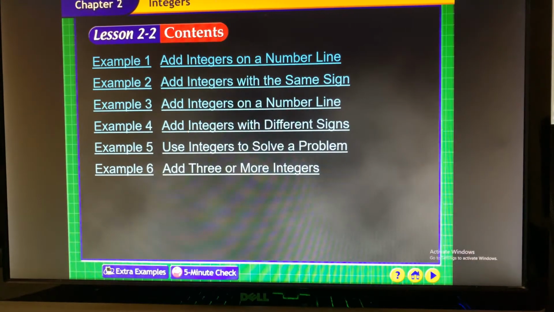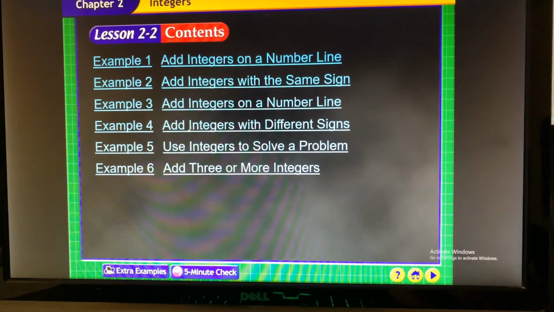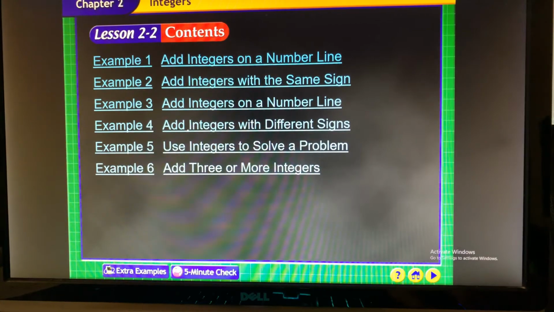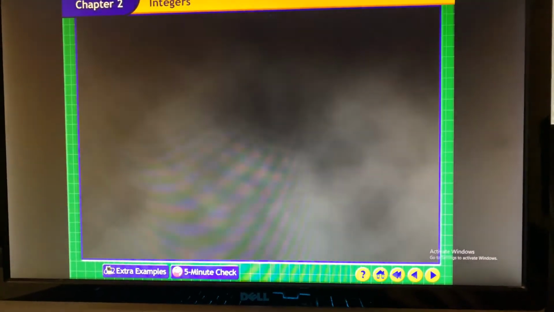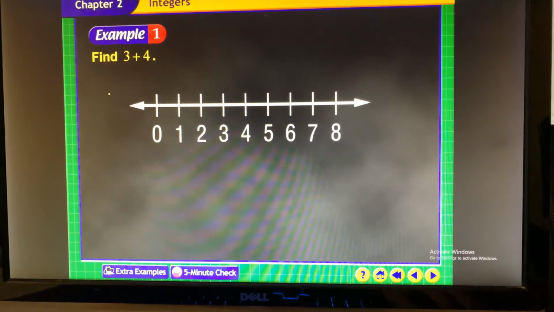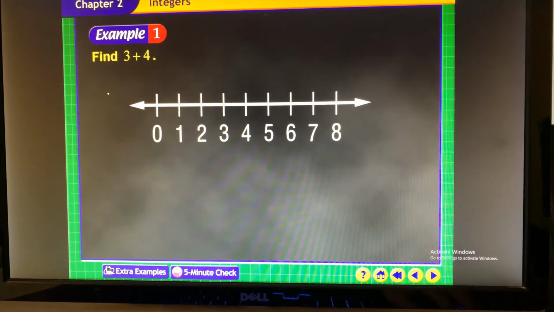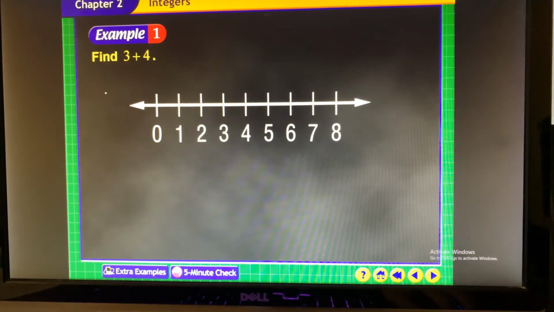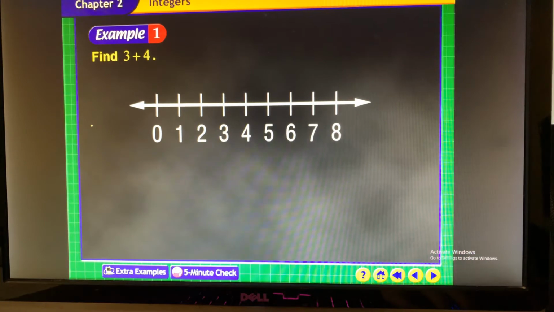All right, let's do some adding integers and see how this works out. Well, these are integers. Remember our number system. So we have natural numbers, whole numbers, and integers. Integer definition are whole numbers, so positive numbers, and their opposites. So basically, it just wants to make sure you understand how to do this on a number line.